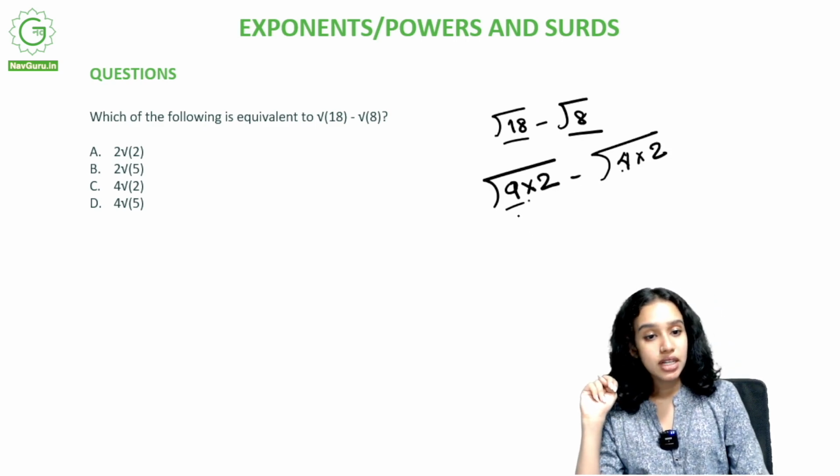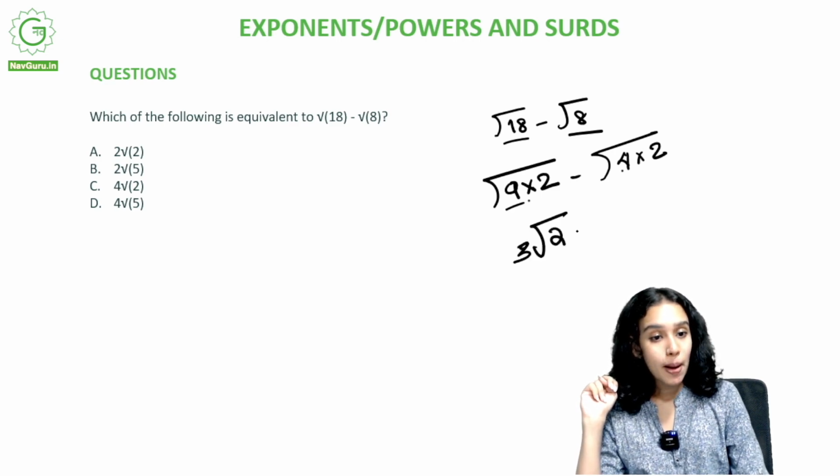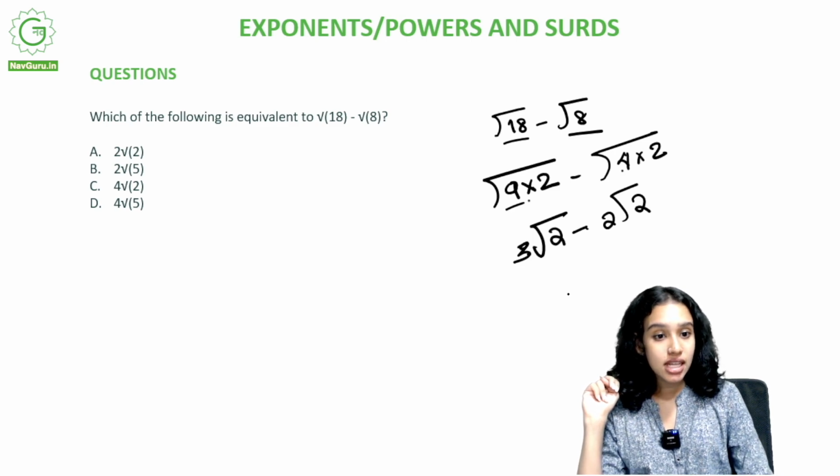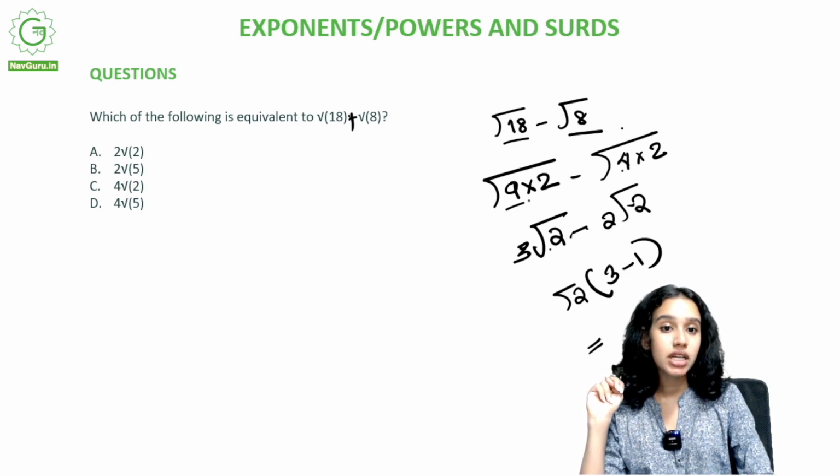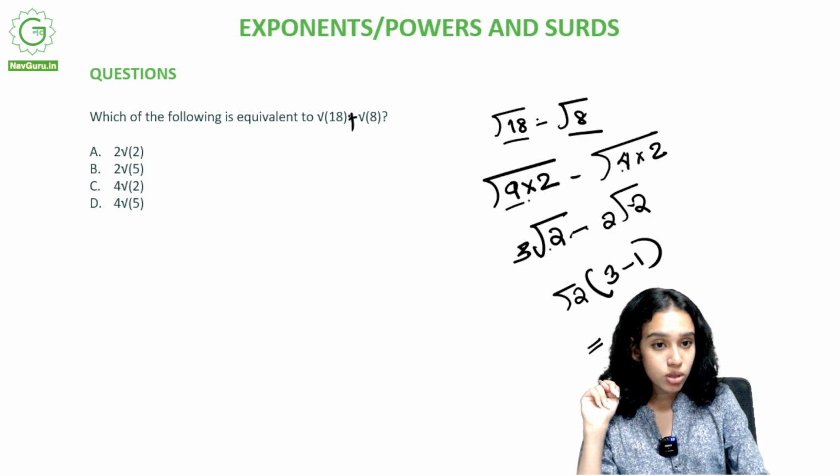So, let's see. Root of 9 is 3, into root 2, minus root of 4, which is 2, into root 2. So, 3 root 2 minus 2 root 2. It's actually root 2 into, we take root 2 as common, 3 minus 2, which is actually 1 root 2. So, the question should be root 18 plus root 8. So, this all becomes addition.